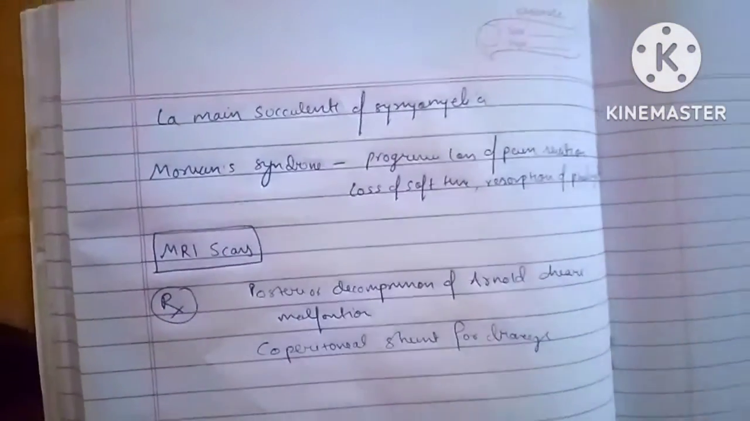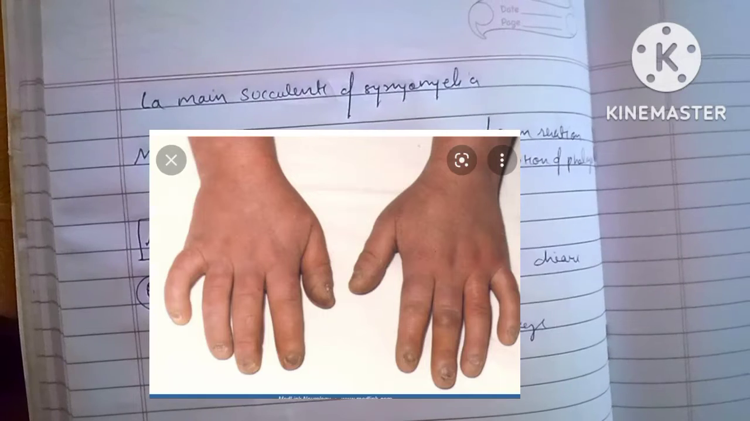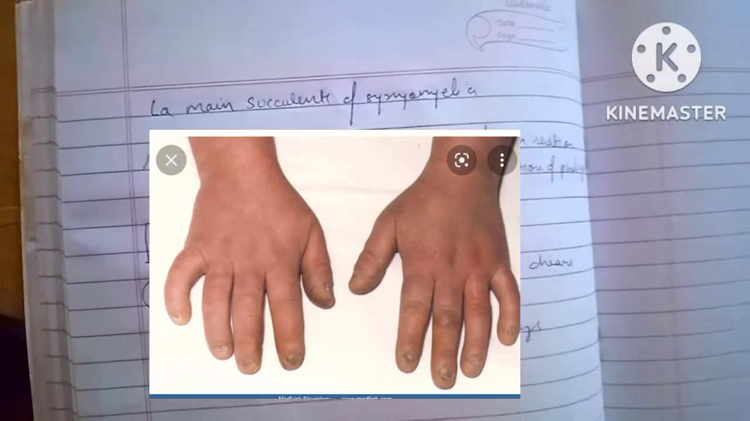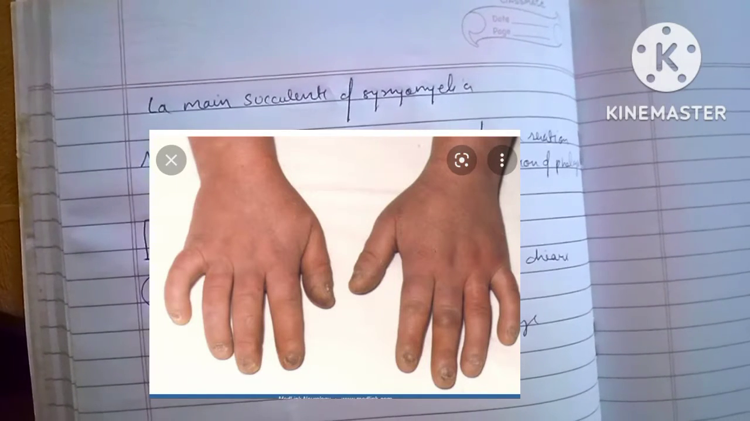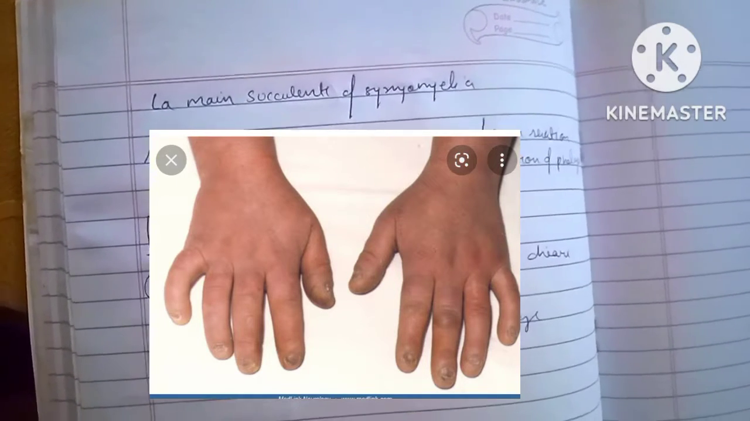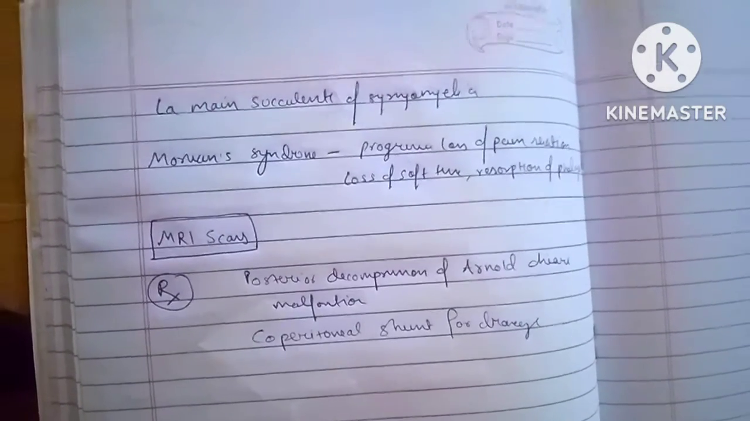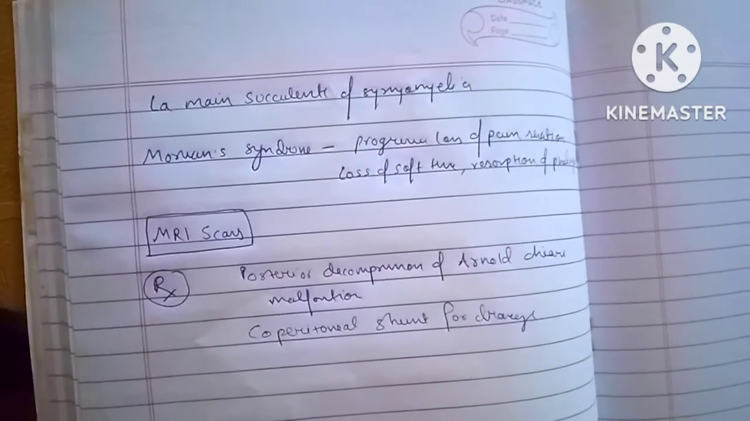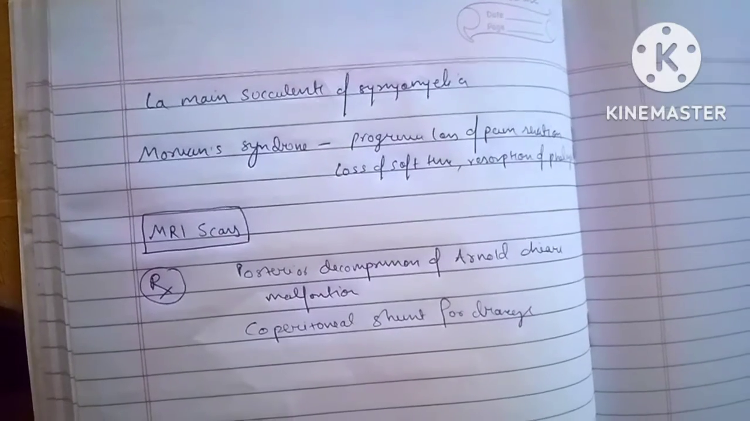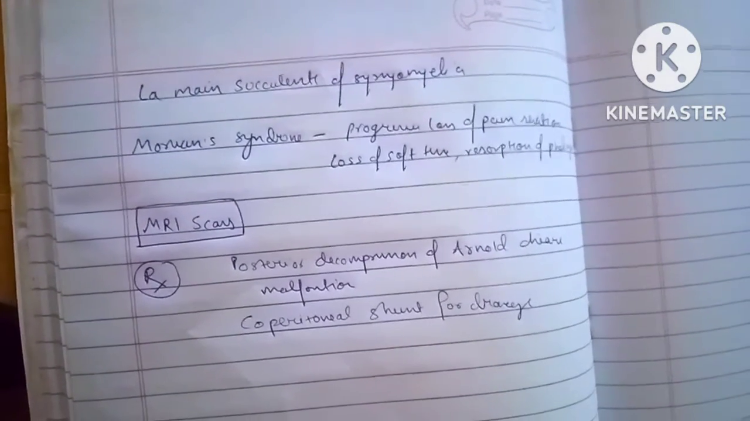Another feature in syringomyelia is main succulente of syringomyelia. Here we see thickening of the subcutaneous tissue with swelling of the hand, as in this image. One more sign is progressive loss of pain sensation and loss of soft tissue, leading to resorption of phalanx.